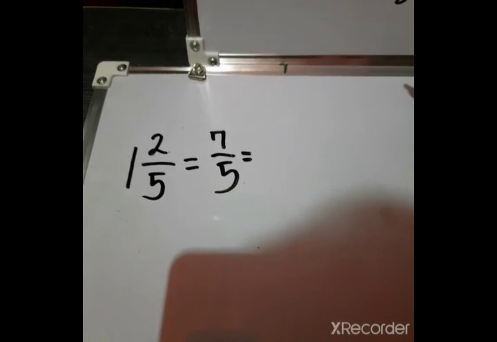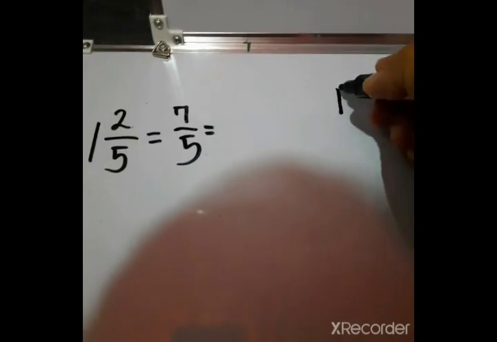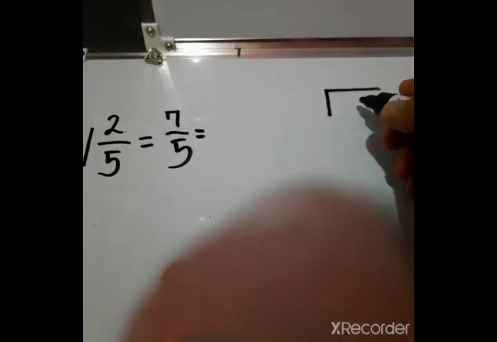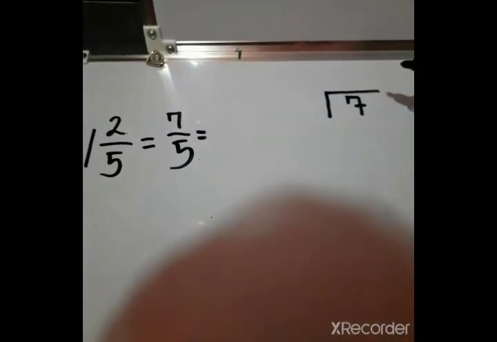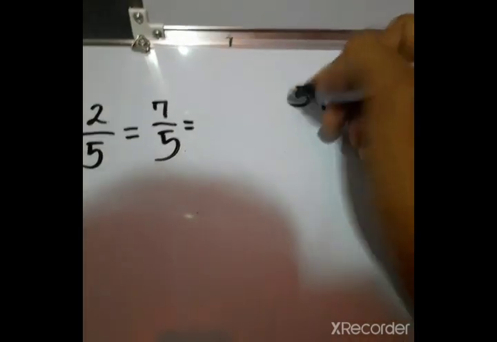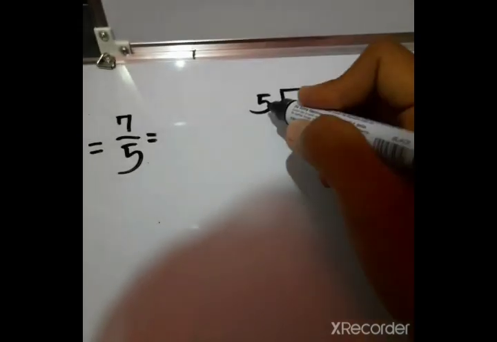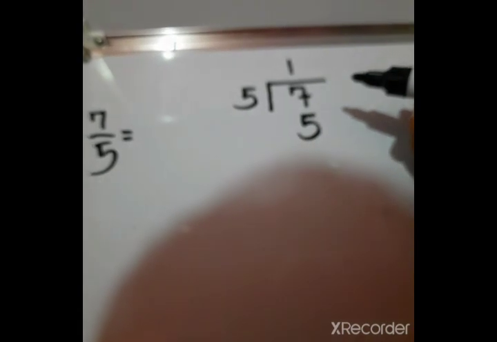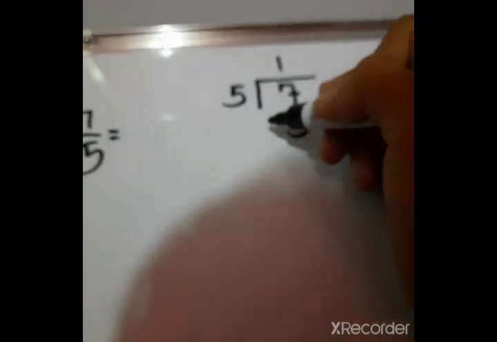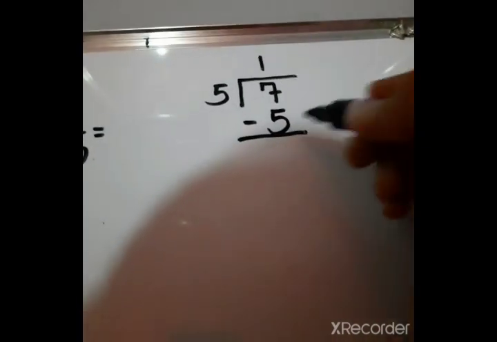Next, let's identify what is our dividend and what is our divisor. What is our dividend now? Yes, it is 7. So our divisor is 5. Therefore, we can now divide 7 divided by 5. The answer is 1. 1 times 5, the answer is 5. So what's next? Yes, you're right, subtraction. So 7 minus 5, the answer is 2.